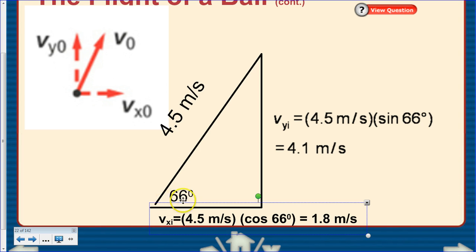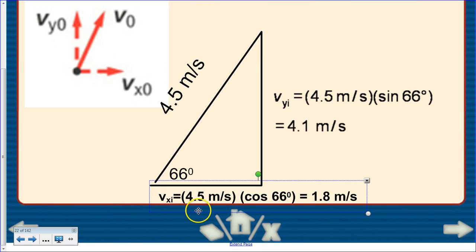Opposite over hypotenuse is the sine, so the sine of 66 times 4.5, we get 4.1 is the initial upward velocity. We want to figure out the Vxi, which is the horizontal velocity. We're using the cosine, adjacent over hypotenuse, cosine 66 times 4.5 ends up being 1.8 meters per second.